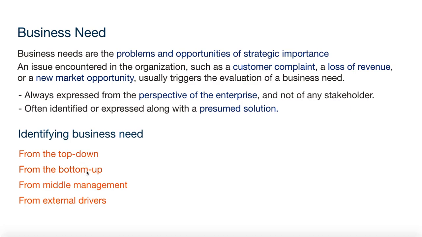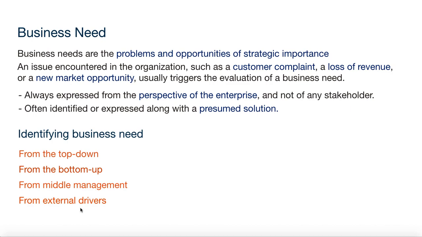The next one is bottom up. Let's say, for example, there are some processes being run in the business, and in some process there's a gap or something that needs to be changed in order for it to work efficiently. At that time, the requirement and the need go from the bottom to the top. And the next one is middle management. Let's say at the middle management level, someone needs information to make better business driven or data driven decisions, or there might be a specific function that is required to run the enterprise. All these could come from middle management.